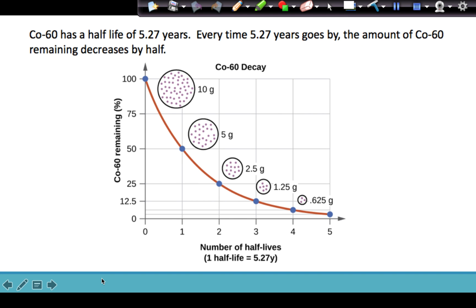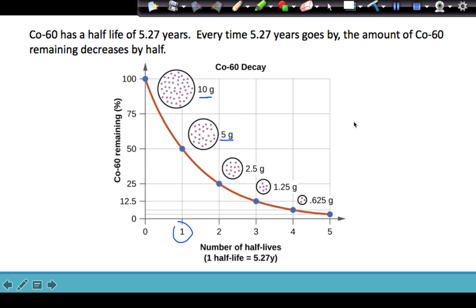So here's another diagram of sort of what we see. If we started out with 10 grams of cobalt 60, after one half-life period, which was the 5.27 years, we've gone down to 5 grams of cobalt 60.